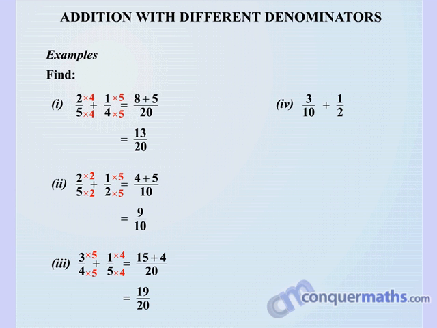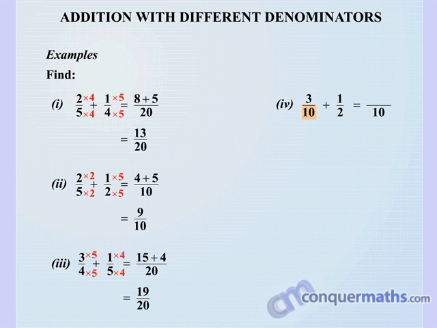Example 4. 3/10 plus 1/2. Now we look at the denominators, 10 and 2. Now you might be thinking, well, both go into 20, because it looks like we multiplied in the previous 3 examples, so just multiply those numbers. But there is a smaller number that 10 and 2 both go into. And that number, in fact, is 10. Both 10 and 2 divide into 10.